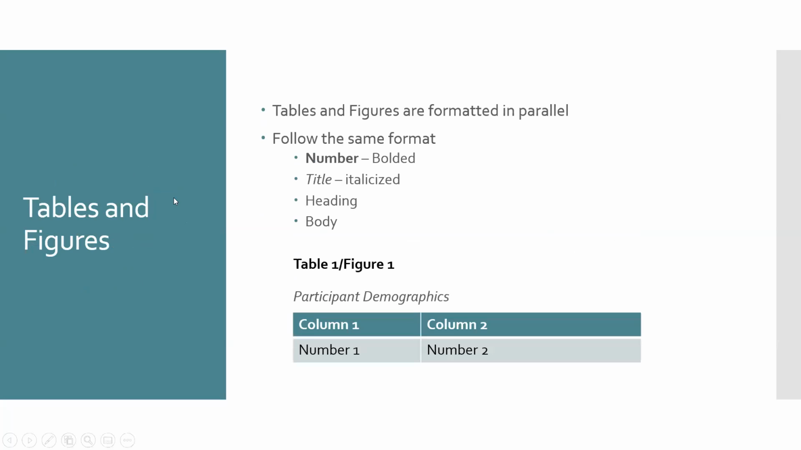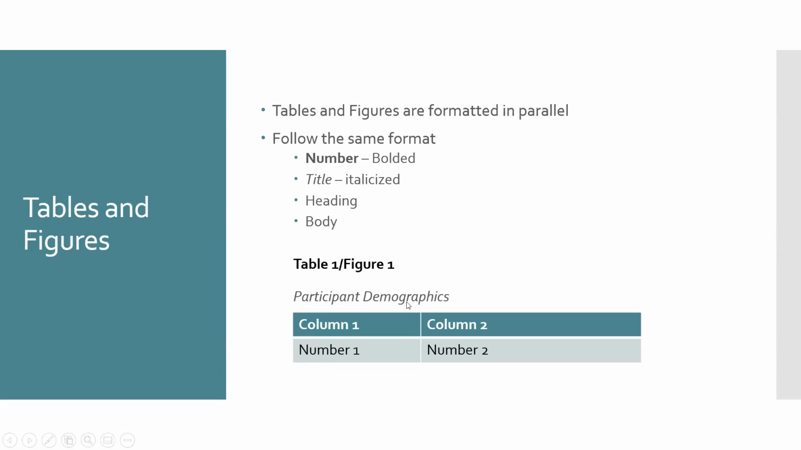Awesome. So tables and figures didn't change too much between APA 7th and 6th edition, but I do think that they're very important, and some of the biggest issues that I think some people have. So I wanted to add them in. So tables and figures are always going to be formatted in parallel, and they're always going to follow the same format. And so what that format is, is that you're always going to have a table number. And so that's going to be bolded and at the top here. So that's something along the lines of table 1 or figure 1.